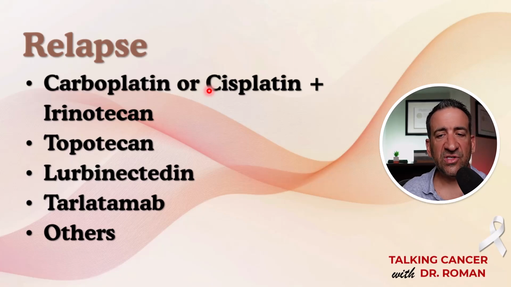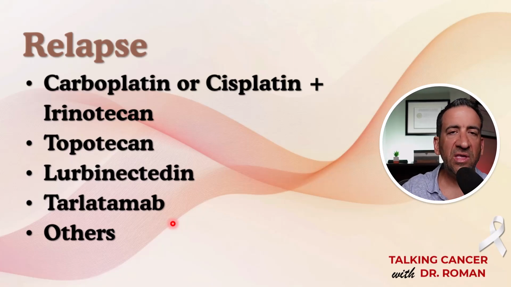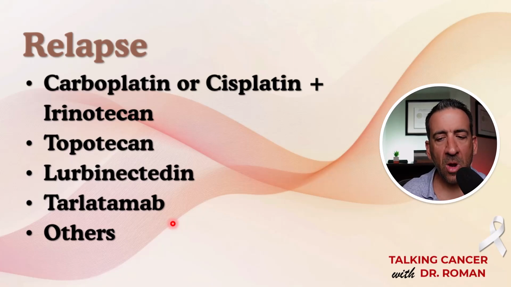Another option could be either cisplatin or carboplatin once again, but this time instead of etoposide, we may substitute it with irinotecan. Another option is another chemo called topotecan. Another option is lurbinectedin or tarlatamab. And there are other options that we can give you. So the bottom line here is, if your cancer unfortunately comes back or regrows, just sit down with your doctor. Each one of these has its own side effect profile, its pros, its cons. So sit down with your doctor and figure out which one of these is the best option for you upon relapse.